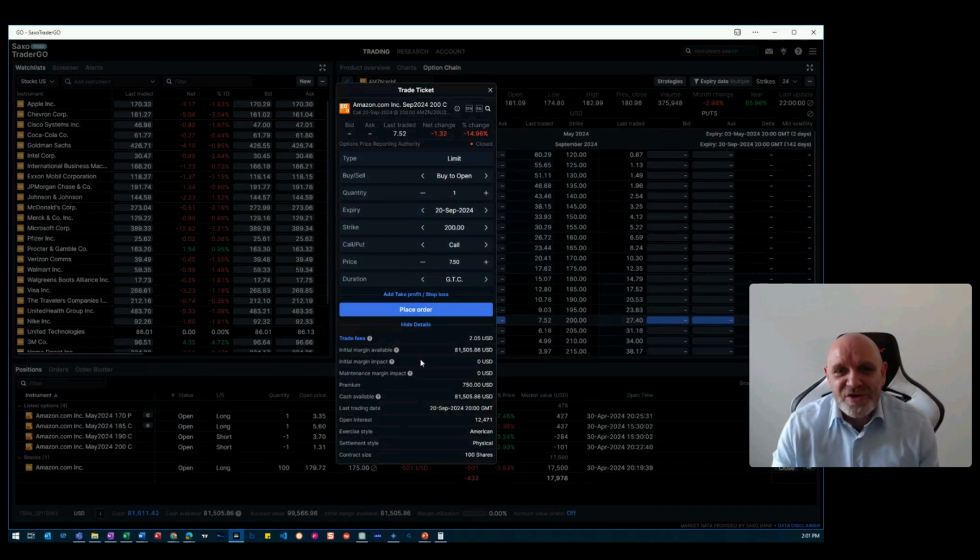If we have a further look at the trade ticket, what is important to know? Well, it's American style. The settlement style is physical. That means if you exercise it, you will get the Amazon stocks delivered into your position list, into your account. And the contract size is 100 shares.